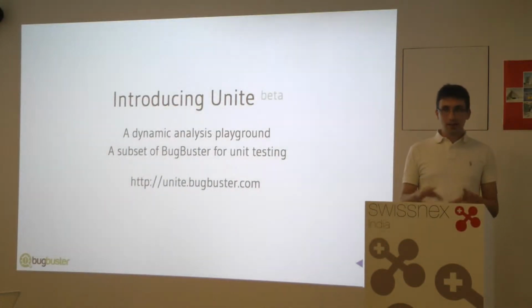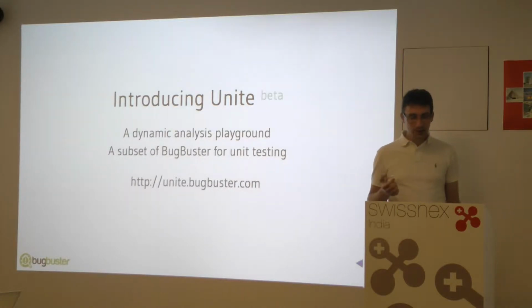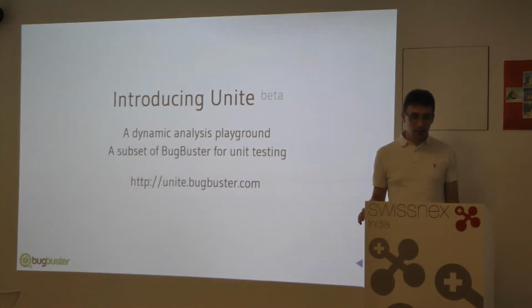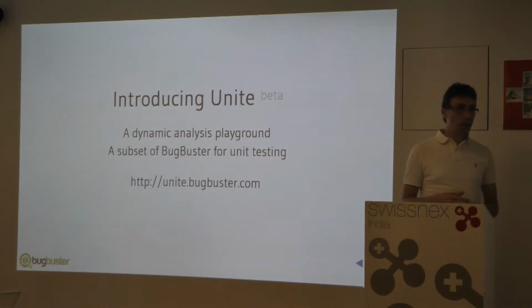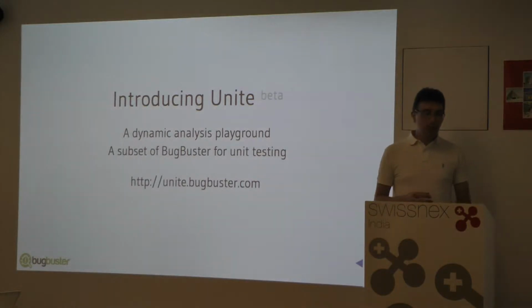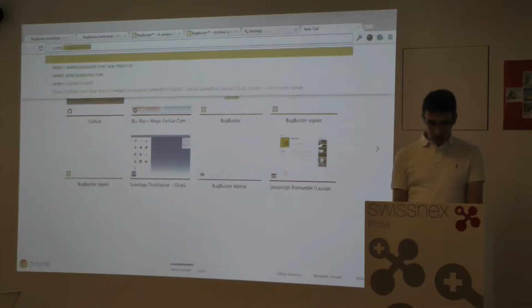Alright, so far it's been fairly theoretical, so let's move on and do a few exercises. Today we're very happy to introduce Unite. Unite is a new playground. It's actually a subset of Bugbuster, our main product. We built it so that people can better understand symbolic execution, our technology, but it's also something we think will evolve into a full-blown product over time. So feel free to go online at unite.bugbuster.com.